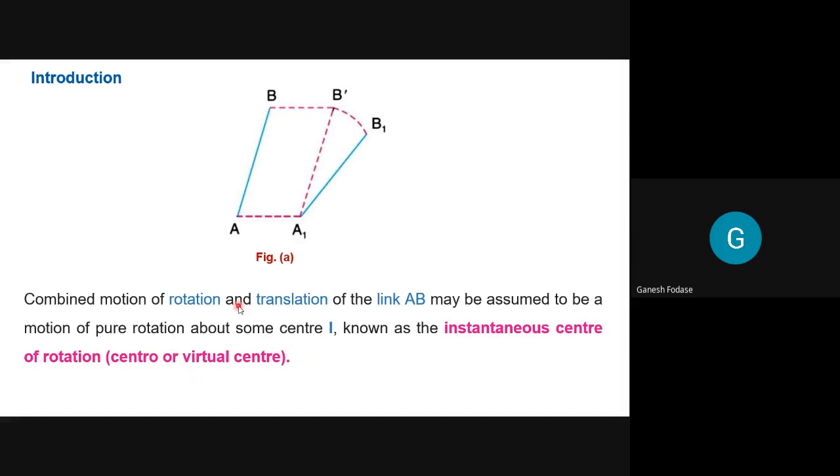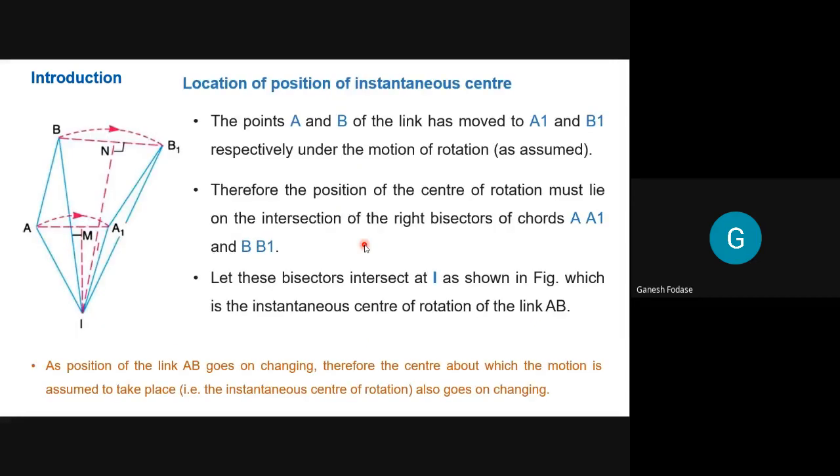I repeat again. Let's say what we discuss here, combined motion of rotation and translation of link AB is there, but we assume it to be pure rotational motion about some center. Let's say that center is here. Then the center I, whichever we assume, is called the instantaneous center of rotation. And remember, let's say it is shown here. Here that center is I. Consider body AB here. This one is position AB. It is moving from AB to A1 B1. So this is the second position.